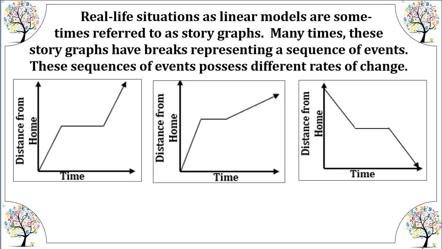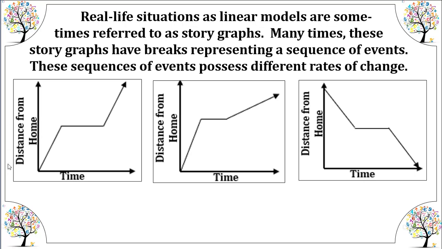Okay, now let's take a look at what is known as a story graph. Story graphs are just real-life situations graphed on the coordinate plane. The story graphs have breaks that represent a sequence of events. So you can see in each of these examples, there have been 3 different rates of change.